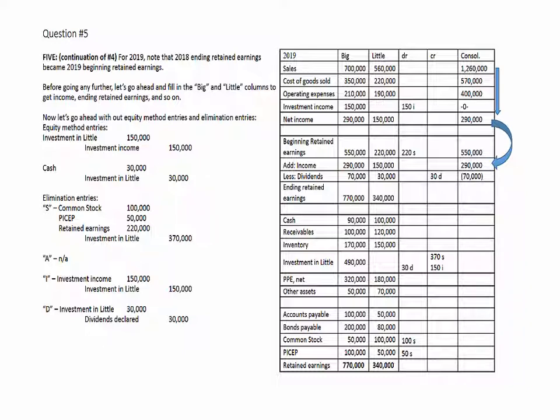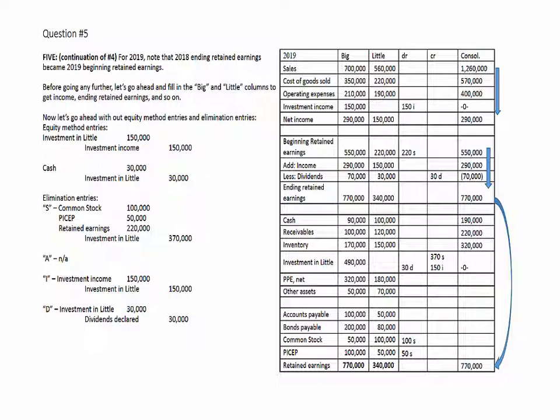Now we work through our statement of retained earnings, carrying across the beginning retained earnings, carrying across the dividends, and working our way down to get ending retained earnings, which we then transfer down to the balance sheet as retained earnings. And now finally we can work our way through the rest of the balance sheet accounts. Cash, receivables, inventory, we simply add across with no adjustments.